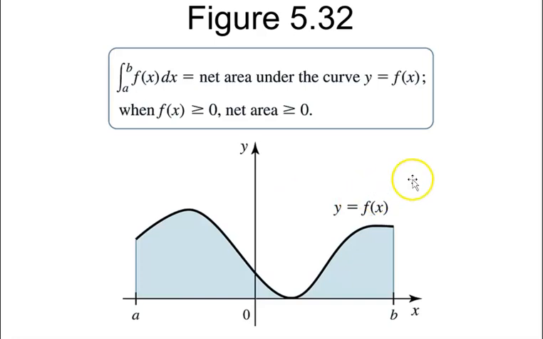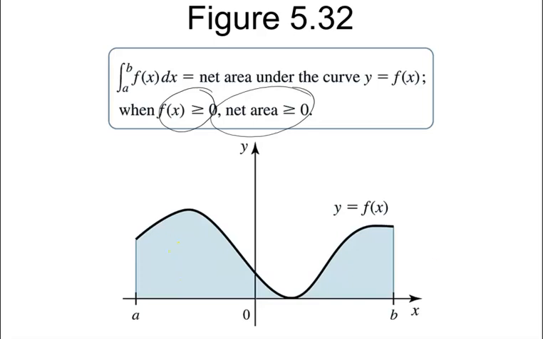Net area. So if you go from a to b, the net area under the curve, if the function is always positive, this one should make sense too. If the function is always positive, then the net area will also always be positive. That just has to do with if everything's above the x-axis.